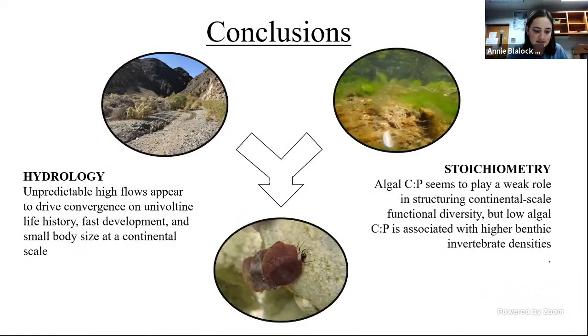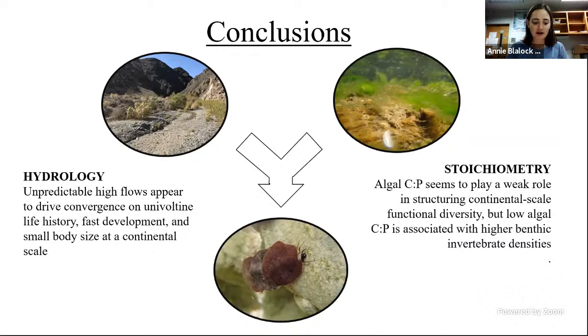So diving into these results, what we could learn from the hydrology perspective is that unpredictable high flow events and more highly skewed streams appear to drive convergence on trait states like univoltinism, fast development, and small body size at this continental scale, which makes sense, as this more selective, more stressful environment is selecting on these life history states that are more resistant or resilient. And then from our analysis of the impacts of stoichiometric constraints, we found that decreased algal C2P was a less significant driver of functional diversity at a continental scale. But lower algal C2P, greater phosphorus availability, is associated with higher benthic macroinvertebrate densities, which makes sense from a stoichiometry perspective.